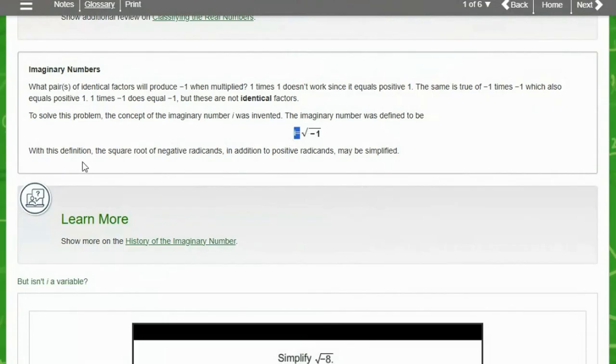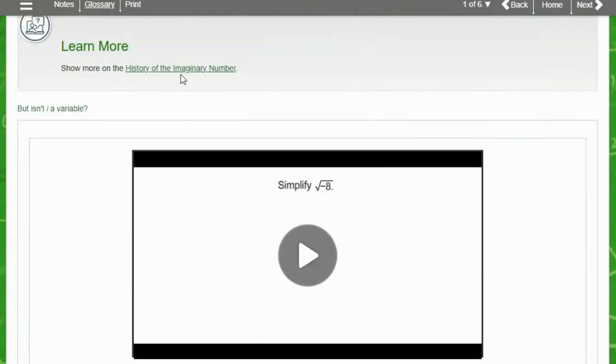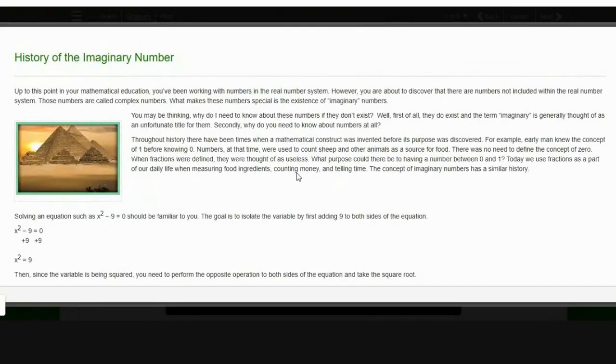So with this definition, the square root of negative radicands in addition to positive radicands may be simplified. Here's some more on the history of the imaginary number. We won't spend long on this. We got a lot to cover.